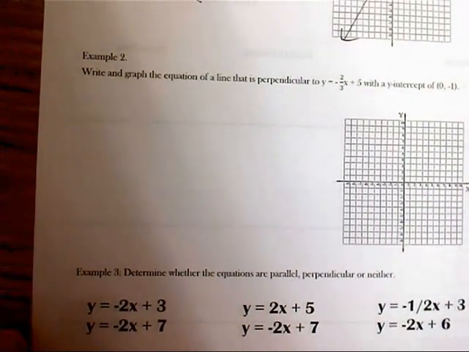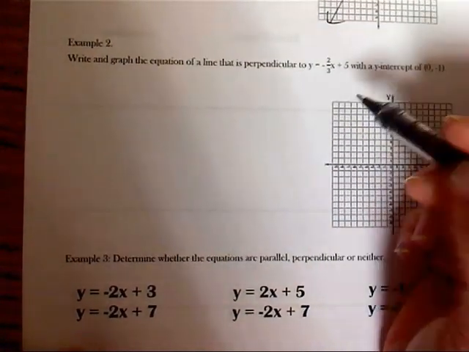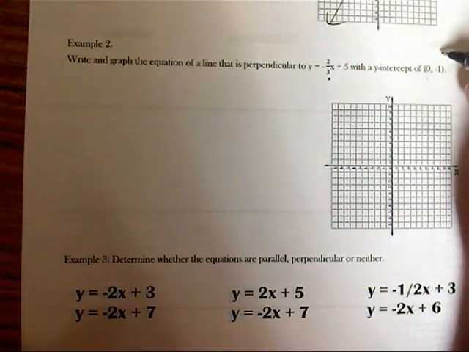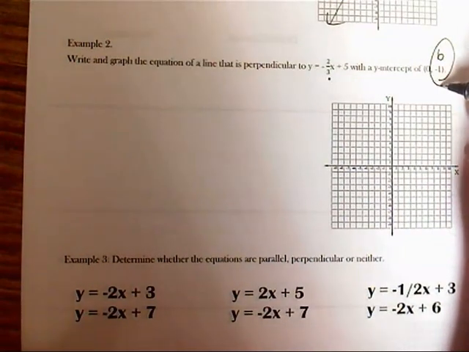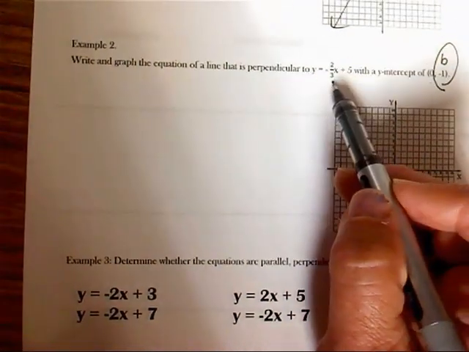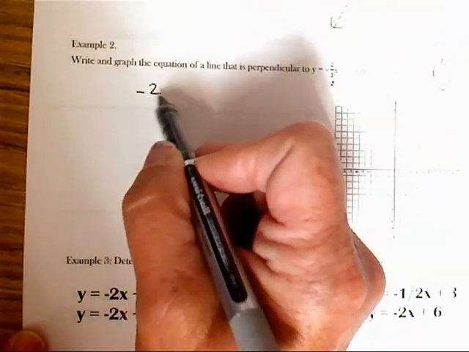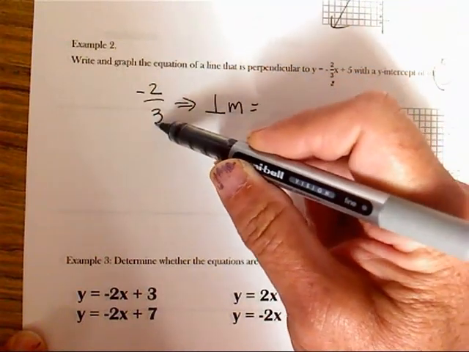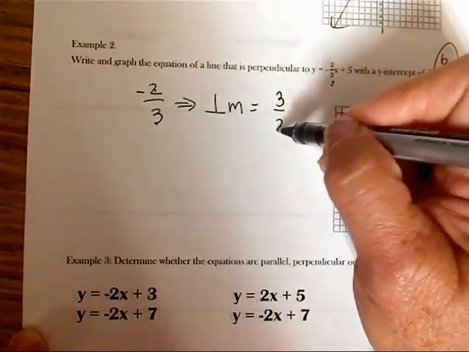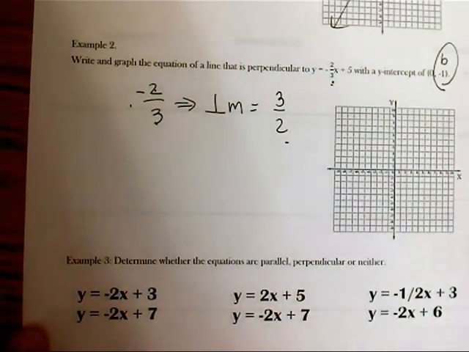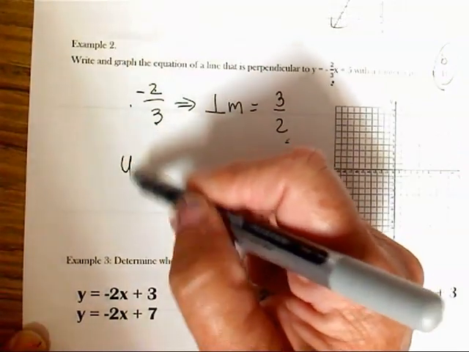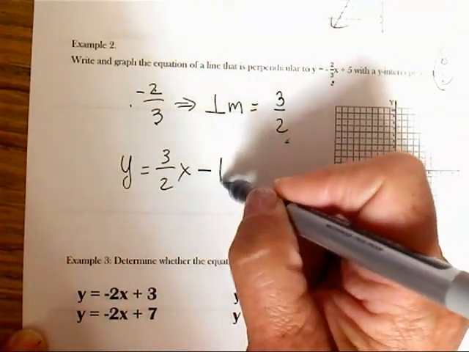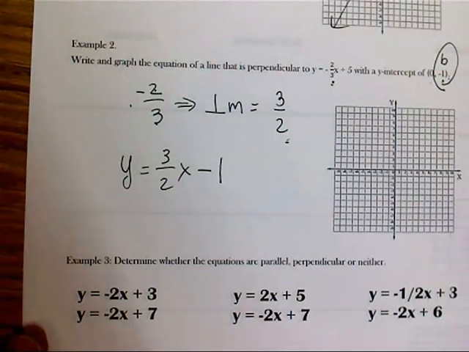All right, example 2. Write and graph the equation of the line that's perpendicular to this and has a y-intercept of 0, negative 1. This is my b value. That's my y-intercept for my equation. My slope is perpendicular to this one. So if this one has a slope of negative 2 over 3, then my perpendicular slope will be 3 over 2. And this one was negative, so my slope is positive. So I have my b value and my m value. My equation is 3 over 2x, and it's a negative 1, so I'm just going to say minus 1. If you prefer to write it as plus negative 1, that's the same thing.